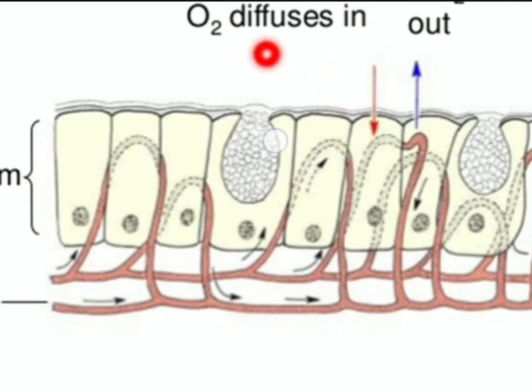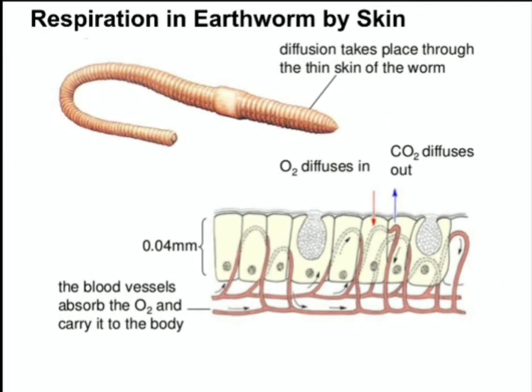When oxygen diffuses into these blood capillaries, it moves into the other parts of the body and the cells. The cells use the oxygen, and after using it, the CO2 comes out and is expelled through this particular skin. So again the method is diffusion, but here the diffusion takes place with the help of skin. So the earthworm respires with the help of skin in this manner.